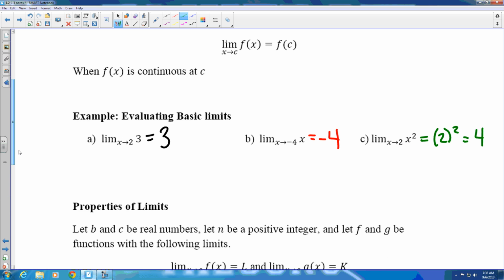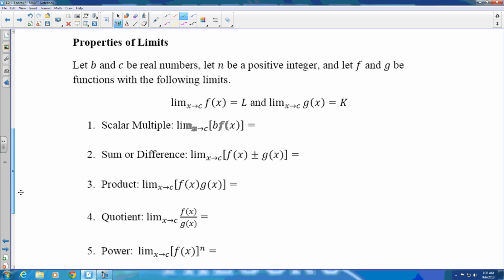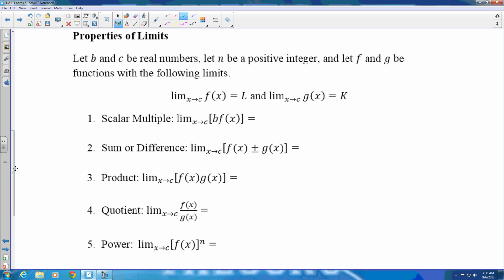Okay, the properties of limits. A lot of the properties are similar to other kinds of properties that you have seen that have anything to do with scalars and functions in general. But let's say we have two different functions, f and g. The limit as x approaches c of f is a number L, and the limit as x approaches c of g is k. Then number one, the scalar multiple, b times f of x, the limit is just going to be b times L, since L was the limit for f. Sum or difference, still approaching c, we have f plus or minus g, and our limit is L plus or minus k.